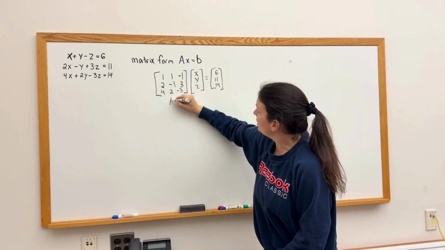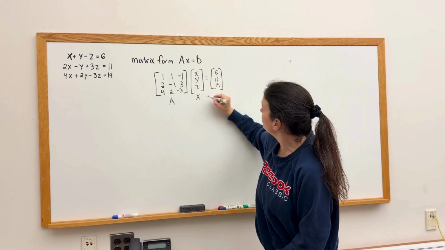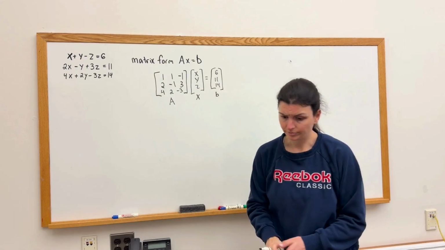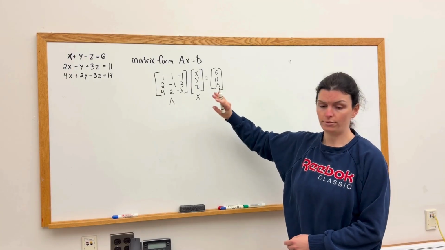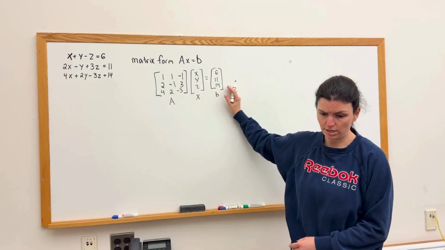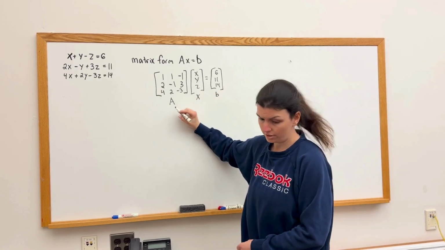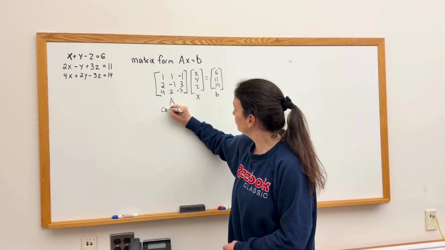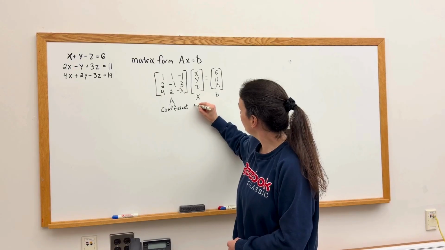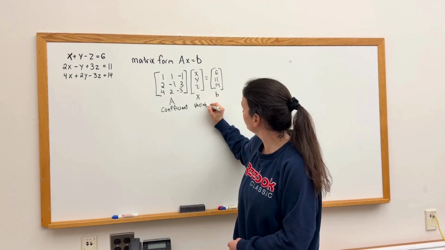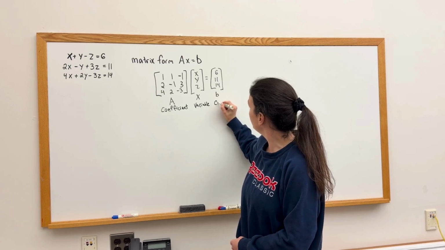So this is our A, this is our X, this is our B, and A is the coefficient matrix, X is the variable matrix, and B is the constant matrix. Coefficient, variable, and constant.